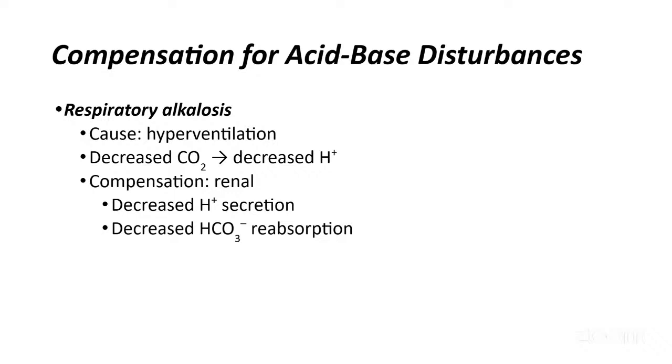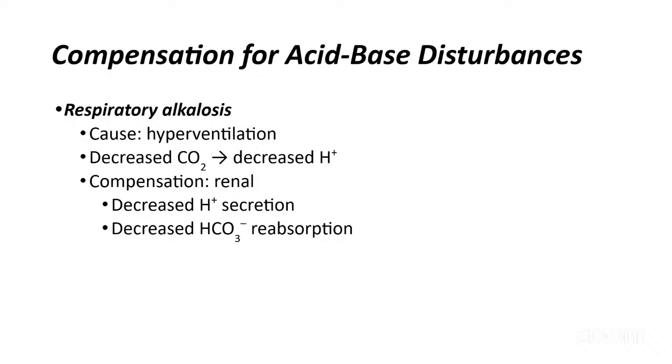So to adjust for that, to compensate for that, to do renal compensation to adjust for respiratory alkalosis, we're going to try to not secrete so many hydrogen ions. We don't want to pee them out. We want to keep them in the bloodstream. So we're going to slow down or decrease our hydrogen ion secretion. And we don't need as much buffer. We don't want to be putting more and more of that sponge into our plasma.